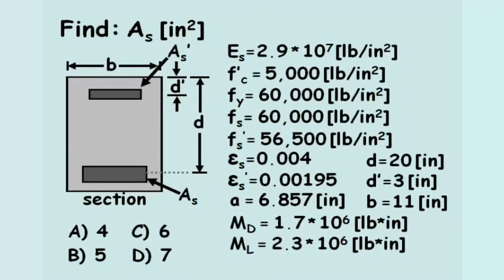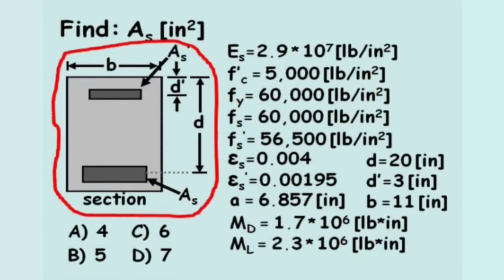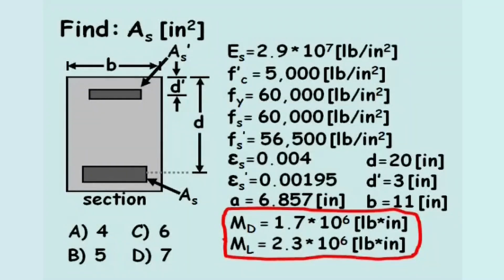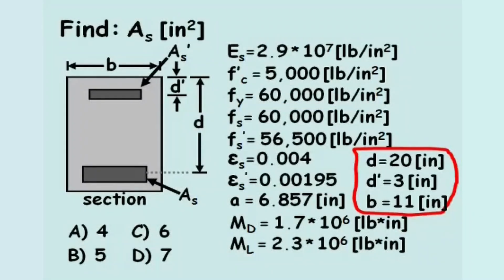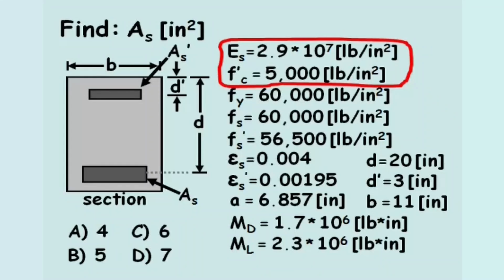Find the area of tension steel in inches squared. In this problem, a doubly reinforced concrete beam is subject to a given live moment and given dead moment. The strains and stresses in the tension and compression steel are provided, as well as the dimensions for the depth to tension steel, d, the depth to compression steel, d', and the beam width, b. The Young's modulus of the steel and the compressive strength of the concrete are also provided.